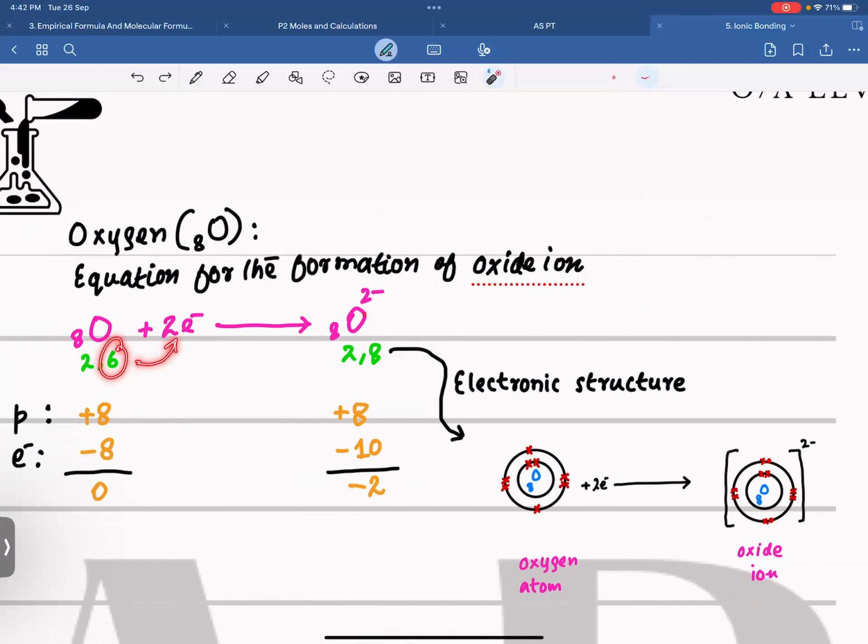That's why it is gaining 2 electrons, and when it gains 2 electrons, it has 8 electrons in its valence shell. So initially in an atom, it has 8 protons, so +8 charge, and 8 electrons in total, so -8 charge. That's why its net charge is 0, and we didn't put any charge over here. Then there are 8 protons in the ion, so +8 charge, and 10 electrons, so -10 charge. If we add them, we get a net charge of -2. That's why it got a charge of -2.